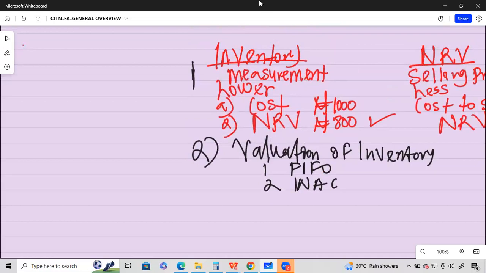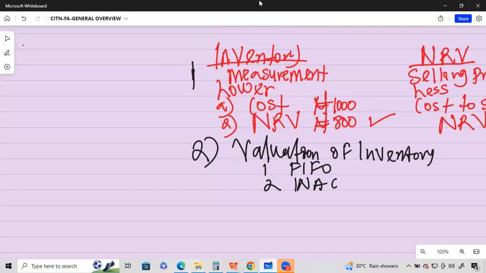FIFO means first in, first out. Meaning that the inventory that comes in first will be the one that goes out first. Say you purchase some inventory on Monday, and you purchase another on Tuesday. If you want to sell on Wednesday, you are going to sell the ones from Monday first. You make sure you exhaust all the cartons you received on Monday before you start pushing the ones from Tuesday. That's what we call FIFO, first in, first out. And the second one is weighted average cost.